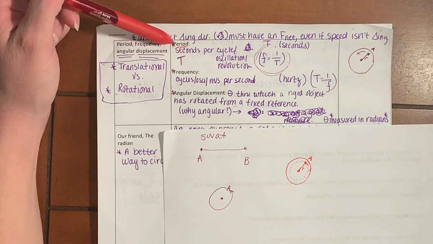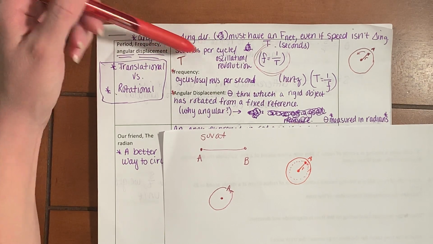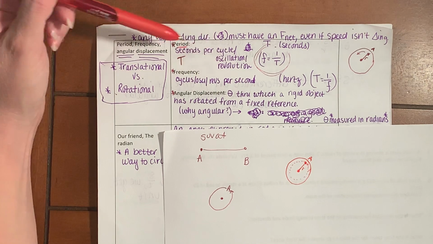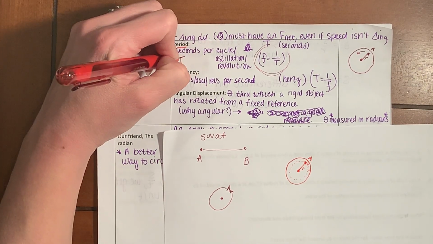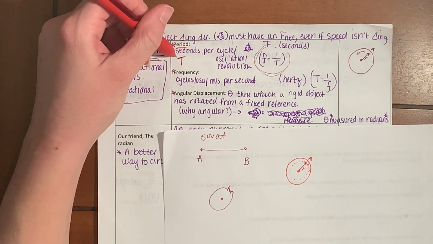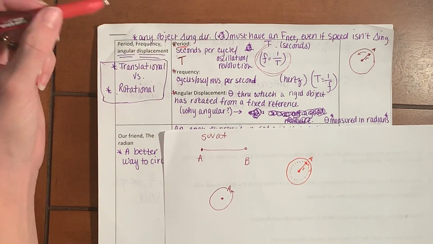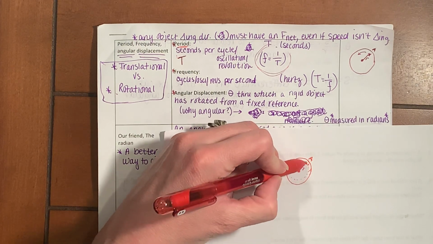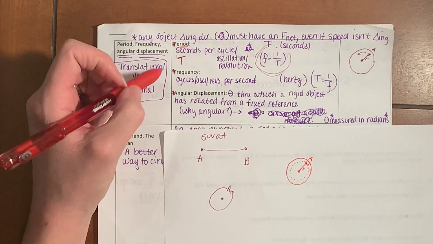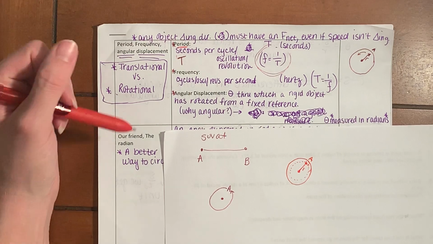So what was the bug's period? In other words, how much time did it take for him to go around one time? So that would be seconds per cycle. The variable that we use for that is a capital letter T. So let's say that it takes 1 second for this record to spin around to get back to point A again. That would make the bug's period 1 second.